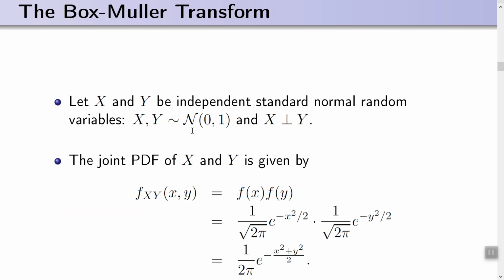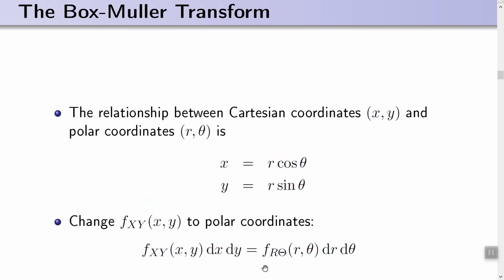If they're independent, then the PDF of x and y combined is just going to be the product of the normal density for x and the normal density for y. So this is the standard normal density for x, the standard normal density for y, and then you just combine the two and you get this, because they're independent. This is going to be our target density.